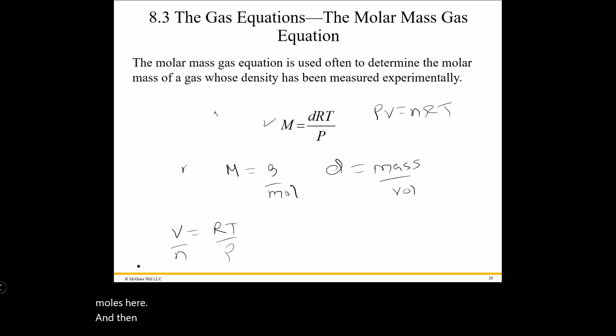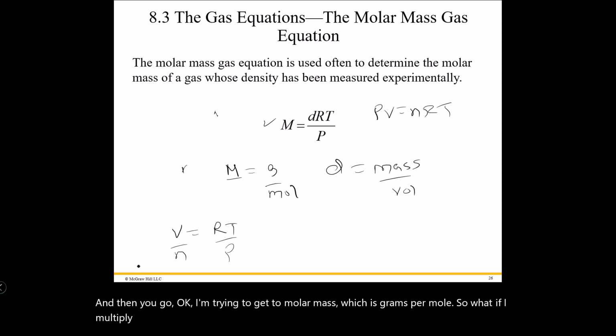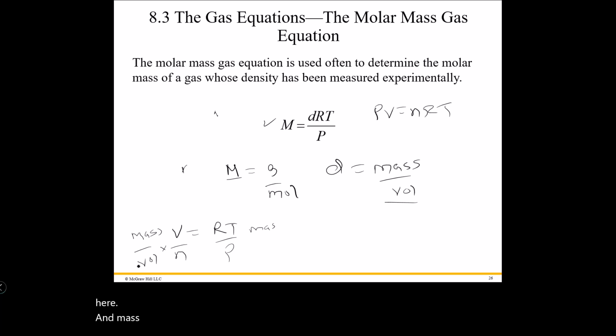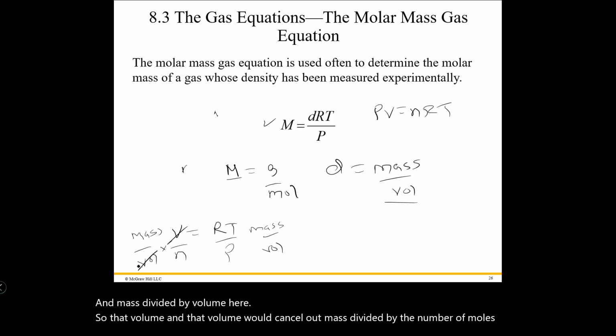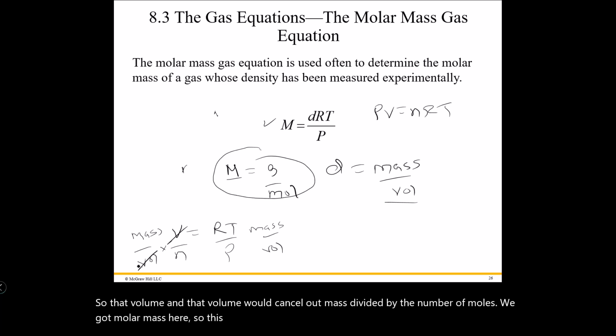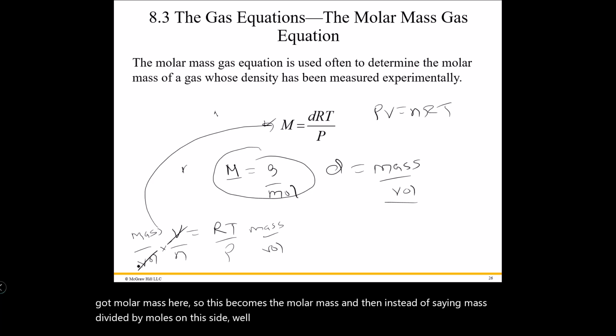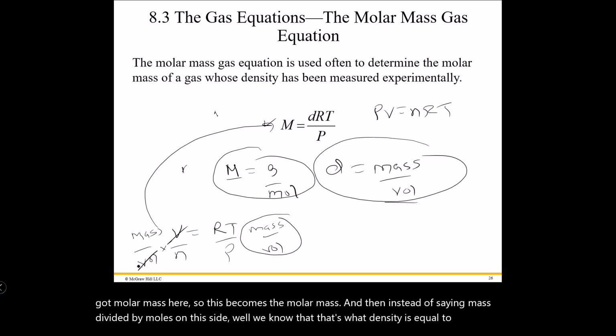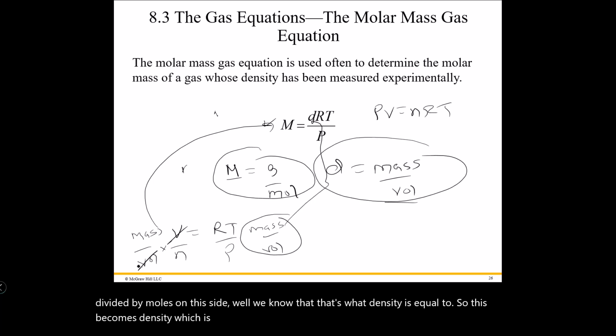And then you go, okay, I'm trying to get to molar mass, which is grams per mole. So what if I multiply both sides by density, which is mass divided by volume? So mass divided by volume here, and mass divided by volume here. So that volume and that volume would cancel out. Mass divided by number of moles, oh, we got molar mass here. So this becomes the molar mass. And then instead of saying mass divided by moles on this side, we know that's what density is equal to. So this becomes density, which is that D right there. So that's how we derive the equation.